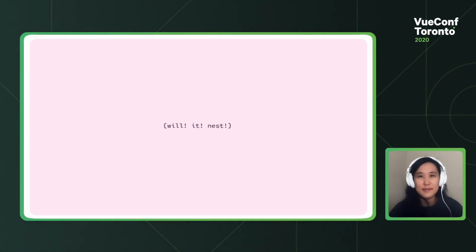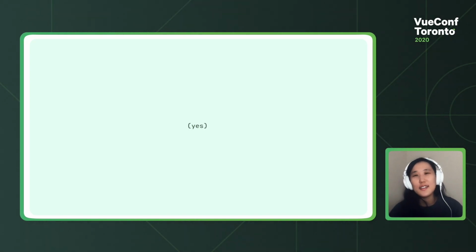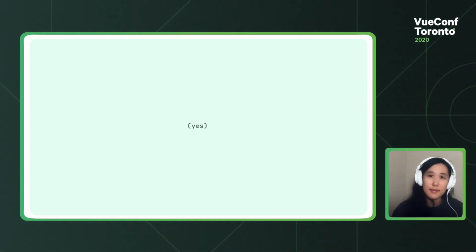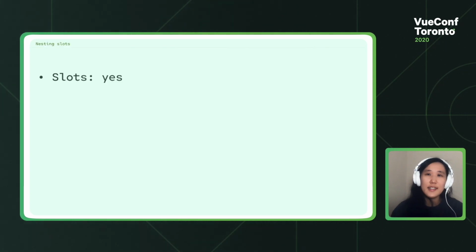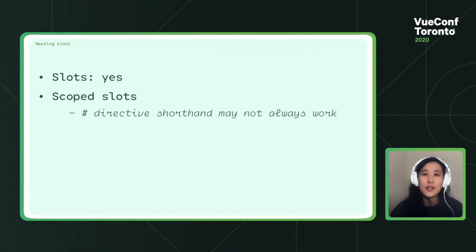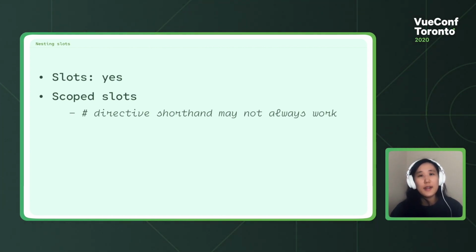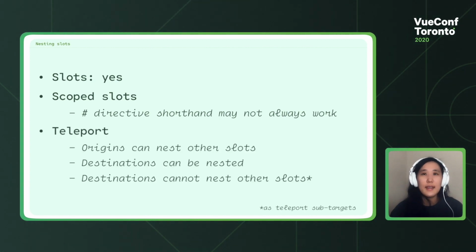Will it nest? And for that, my short answer is yes, and my long answer is also yes, except maybe for teleport. To expand on that a bit though, generally slots can be nested. This also includes scope slots. However, in my Vue 2 experience, the middle slot in a nested scope slot situation may not work if you use the hashtag shorthand for v-slot. Finally, with teleport, you can nest slots inside origin teleportals, as well as have all sorts of fun with nesting tricks involving destination teleportals. For example, nesting an origin teleportal inside a destination teleportal to forward teleported content to a second destination. But it seems like slots inside teleport destinations will be ignored at best and break at worst.